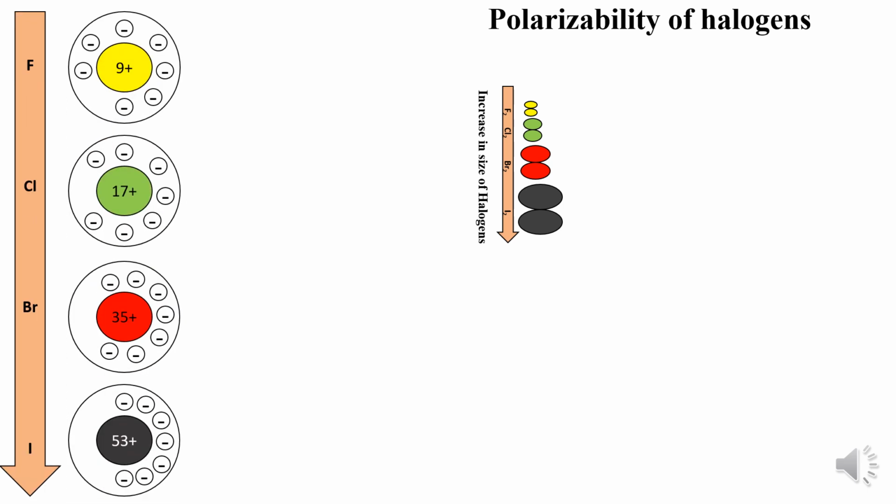Now talking a little bit more about the polarizability of halogens. As you go down the group, the seventh group in the periodic table, you see the increase in size of halogens.